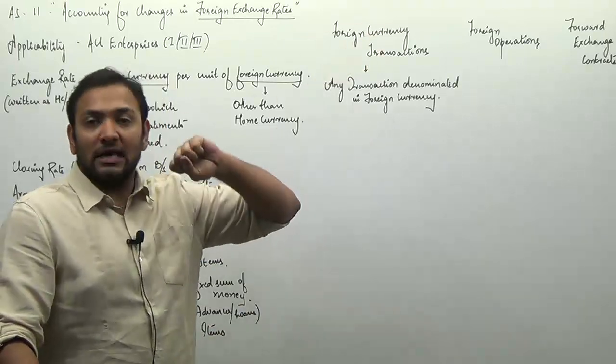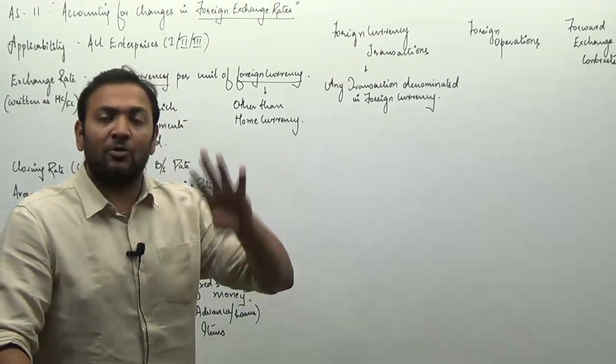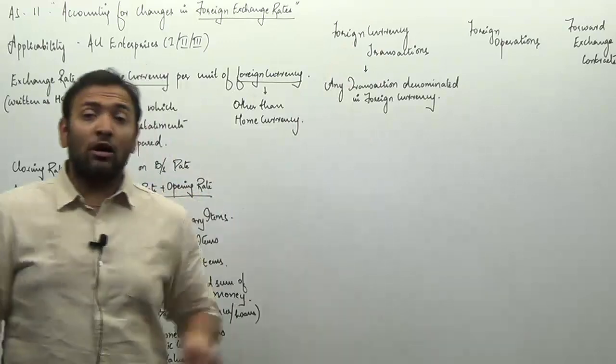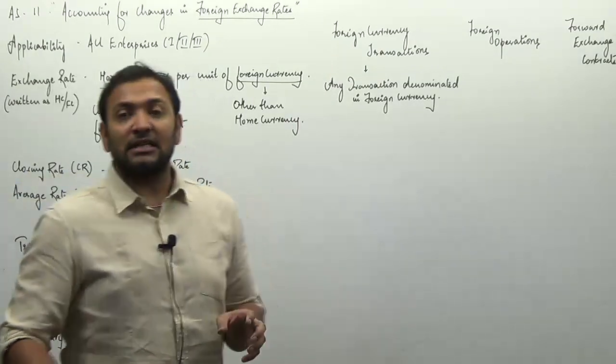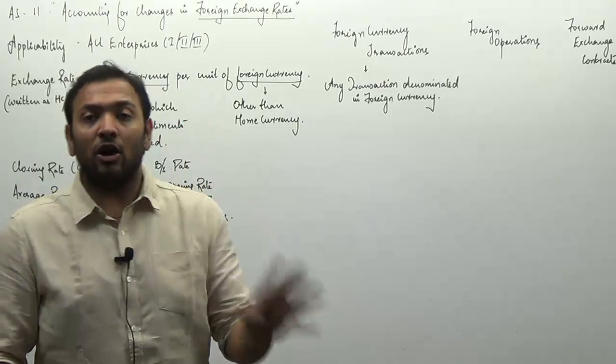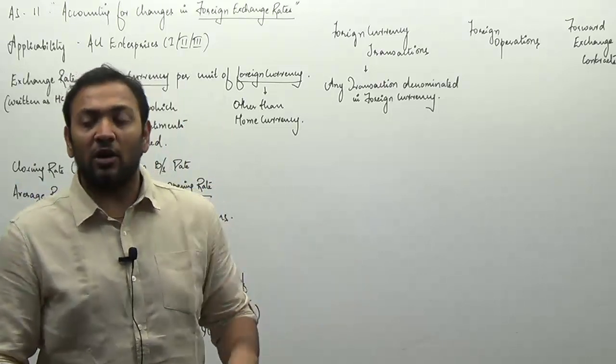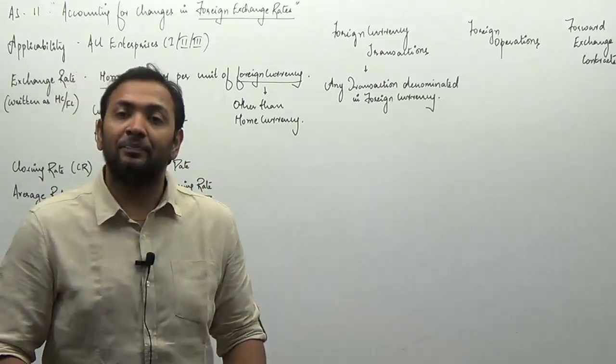I borrowed in the US, I being an Indian enterprise. Financial reporting currency is the rupee. I go and borrow in the US. Since the interest rate is cheaper, I went and borrowed in dollars. So I received dollars from the borrowing. It is a foreign currency transaction again.